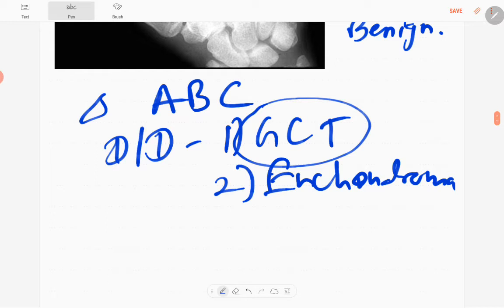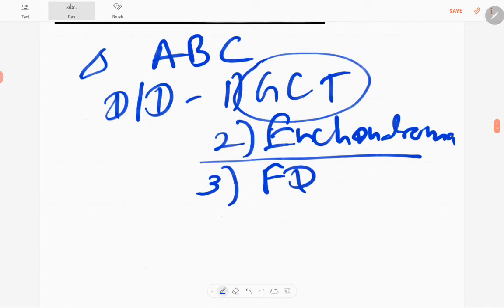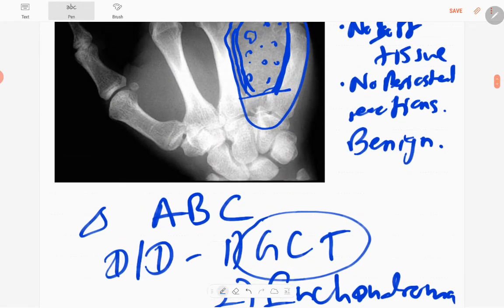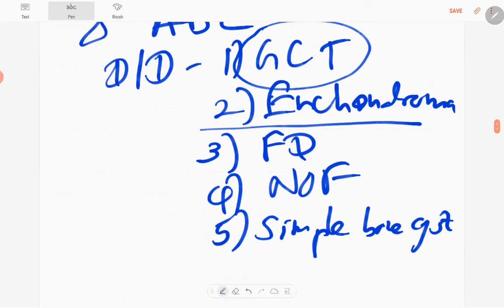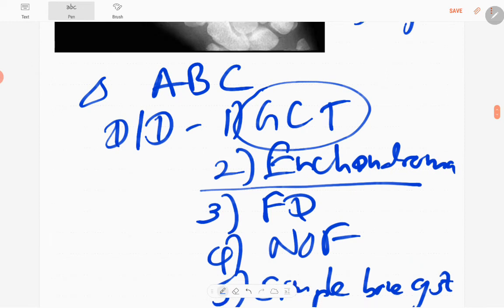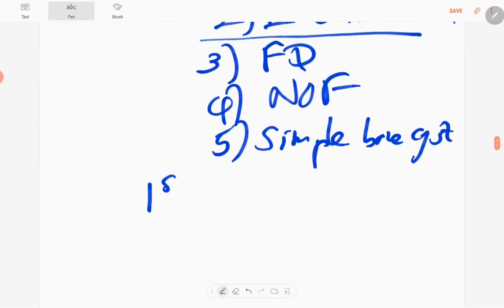If it is there in a long bone, then we have to think of other differential diagnosis like fibrous dysplasia and non-ossifying fibroma. Last one, simple bone cyst. So these aneurysmal bone cyst lesions usually originate at the metaphysis and extend to the epiphysis. Simple bone cyst originates at the metaphysis and extends to the diaphysis. So it's one differentiating feature, and it is common in the first and second decade of life.